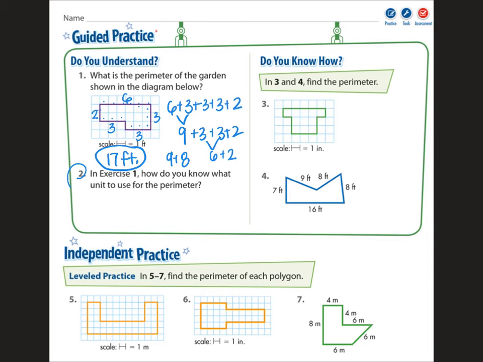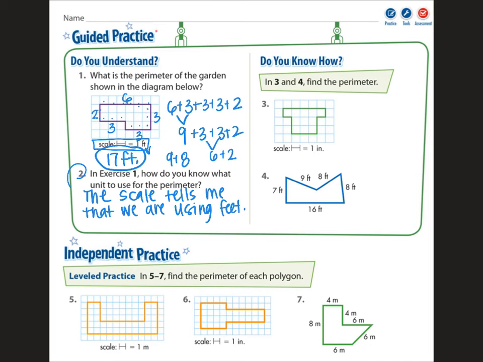Okay, we know that it's feet because if you look at the scale right here, it tells us that it's in feet. So the scale tells me that we are using feet. Okay? All right, now here we go.